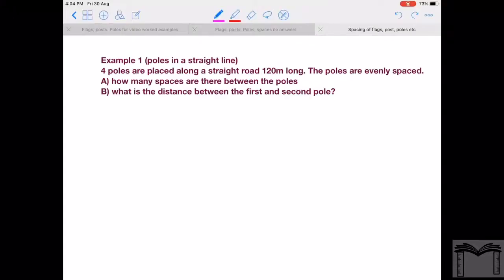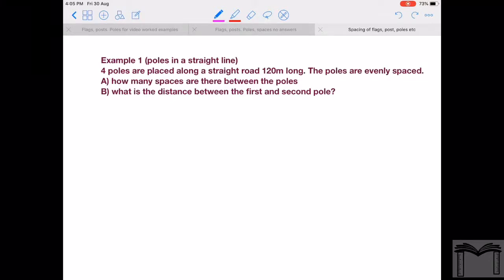Again, a reminder that this is a question where the objects are in a straight line. 4 poles are placed along a straight road 120 meters long. The poles are evenly spaced. Part A. How many spaces are there between the poles? And Part B. What is the distance between the first and second pole?